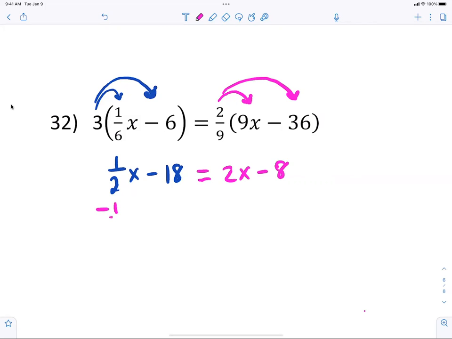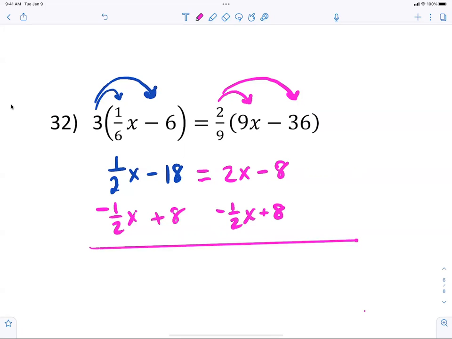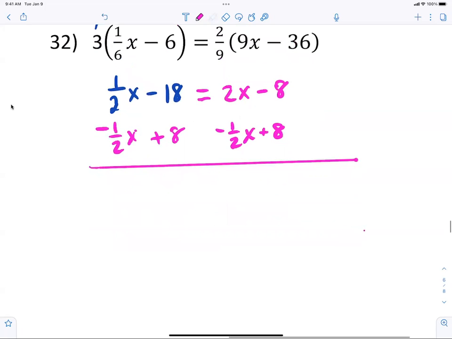Yes, that's what I would do. Subtract 1/2 x. And then what? Add 8. These guys cancel. These guys cancel. So now, what's negative 18 plus 8? That's -10. Good. What's 2x minus 1/2 x?